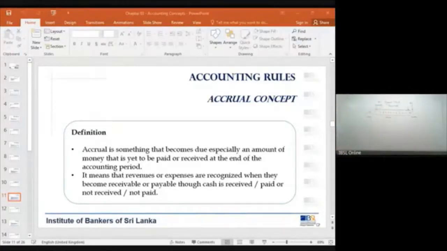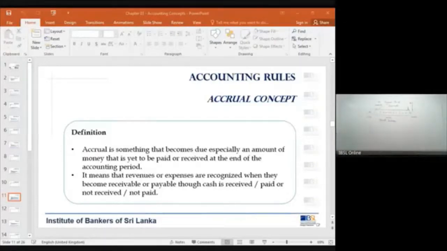So accounting for expenses in this manner is generally known as accrual. Accrual, where even though you have not paid for it, you will accrue that expense in your financial statements. Now this is an expense. Now let us talk about an income. The easiest income would be the rental income.